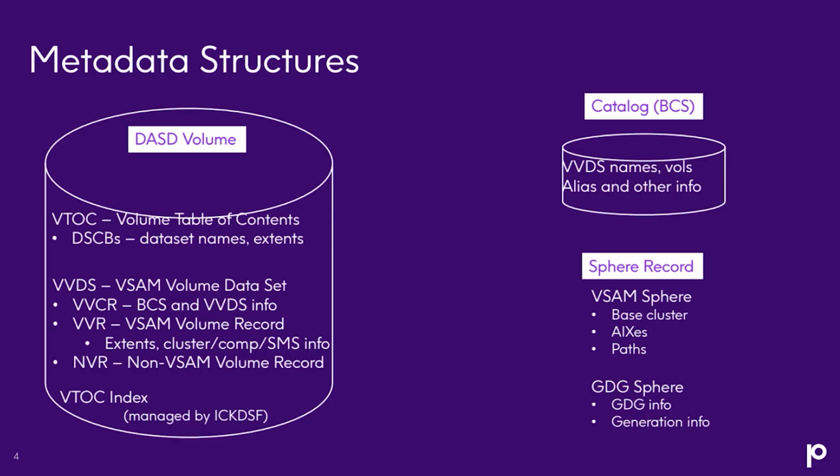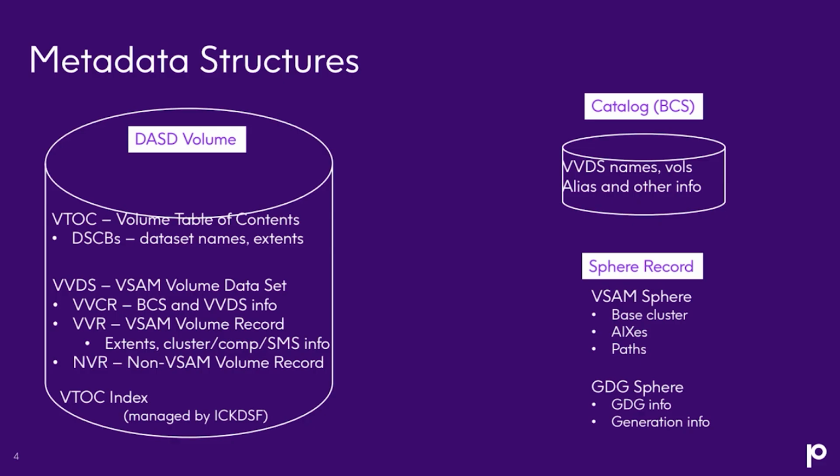On each volume, we have certain metadata structures that help us keep track of where data sets are and what they look like, what their attributes are. The one that, from the IDCAMS point of view, is probably the most important is the VVDS, the VSAM volume data set, which contains some information about the BCS and the VSAM volume data set itself, what catalogs it's related to. But what's most important about it are the VSAM volume records, the VVR, and the non-VSAM volume records.